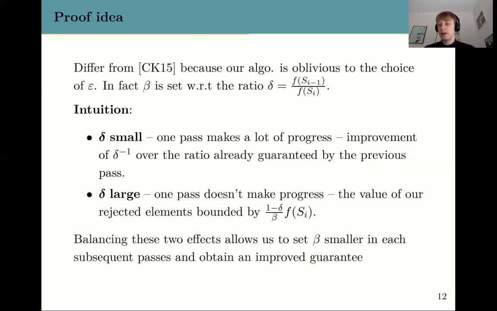However, if delta is large, so the one pass doesn't make a lot of progress, then we are also in good shape because the value of the rejected, accepted, and then rejected elements is bounded by the quantity you see here. So this gives us enough room to update beta and to have a fast convergence. So we balance these two effects and we set beta smaller in each subsequent pass to obtain a better guarantee. This is in fact really simple, but it's also what we're seeking.